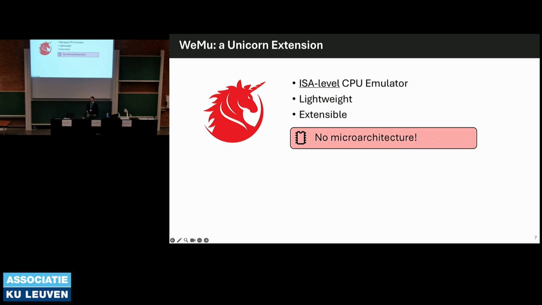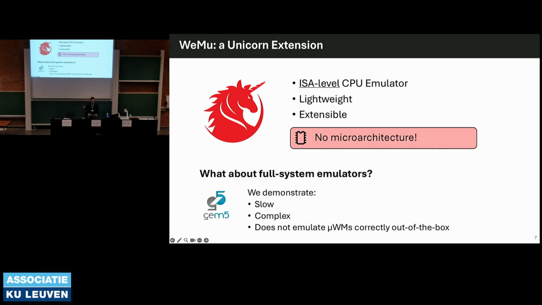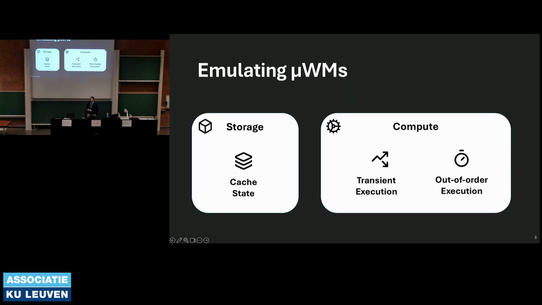Now you might ask, okay, then why don't you use a full system emulator? It's a fair question because full system emulators have the goal of emulating the microarchitecture with as much accuracy as possible. And we demonstrated in our paper that Gem5, a very prominent full system emulator, is extremely slow, very complex to work with, and most importantly, it does not emulate microarchitectural weird machines correctly out of the box. So let's dive a little bit deeper into the implementation of WeMu and how it emulates microarchitectural weird machines.